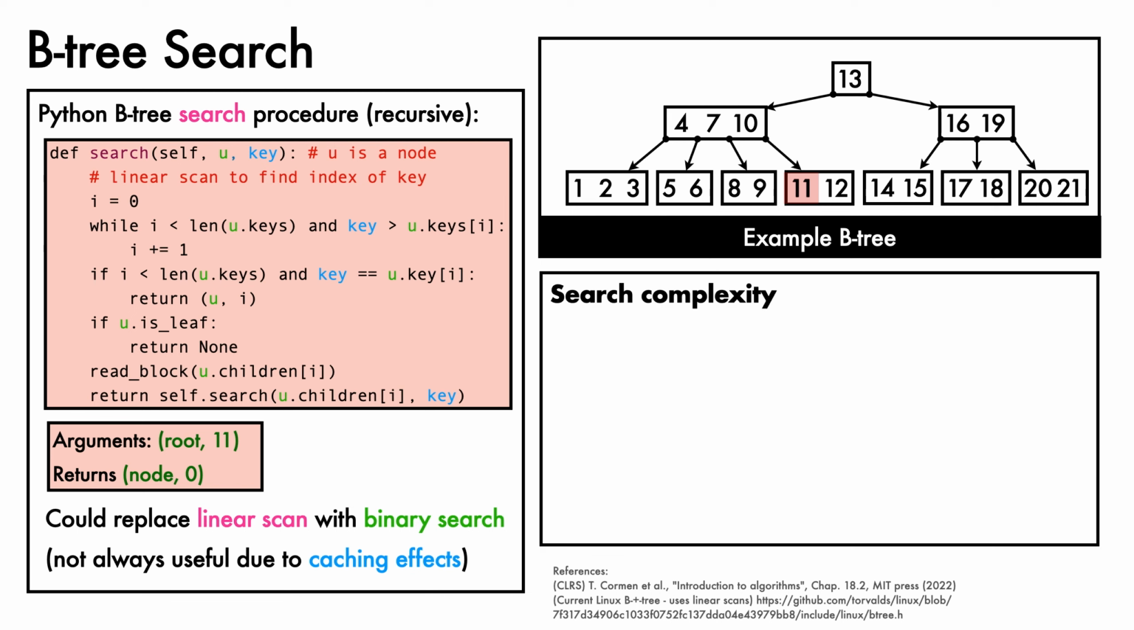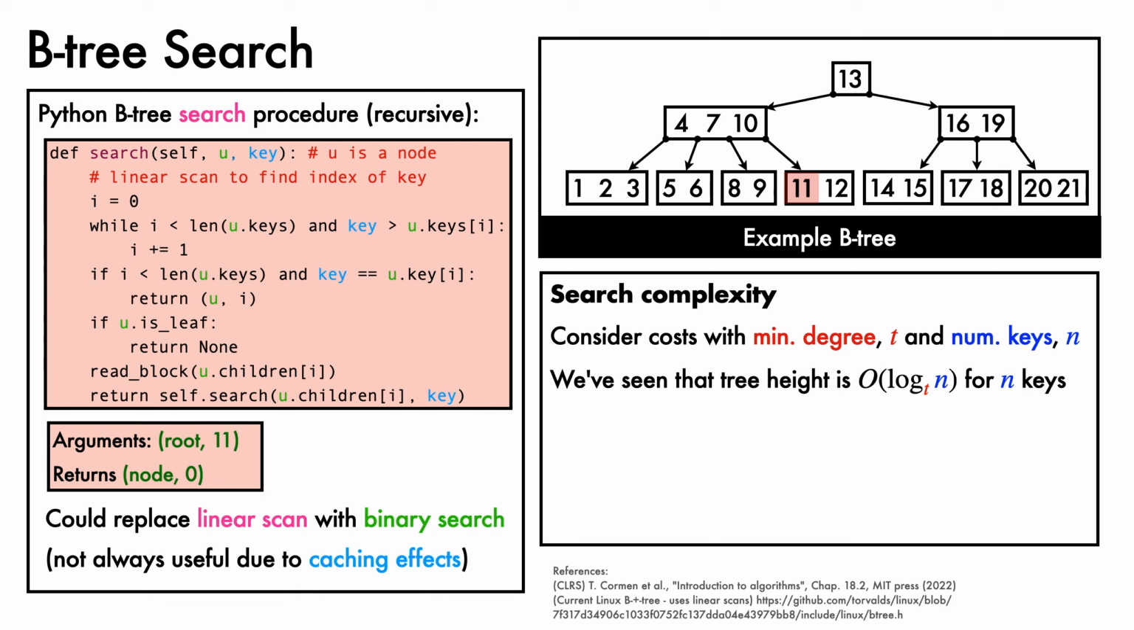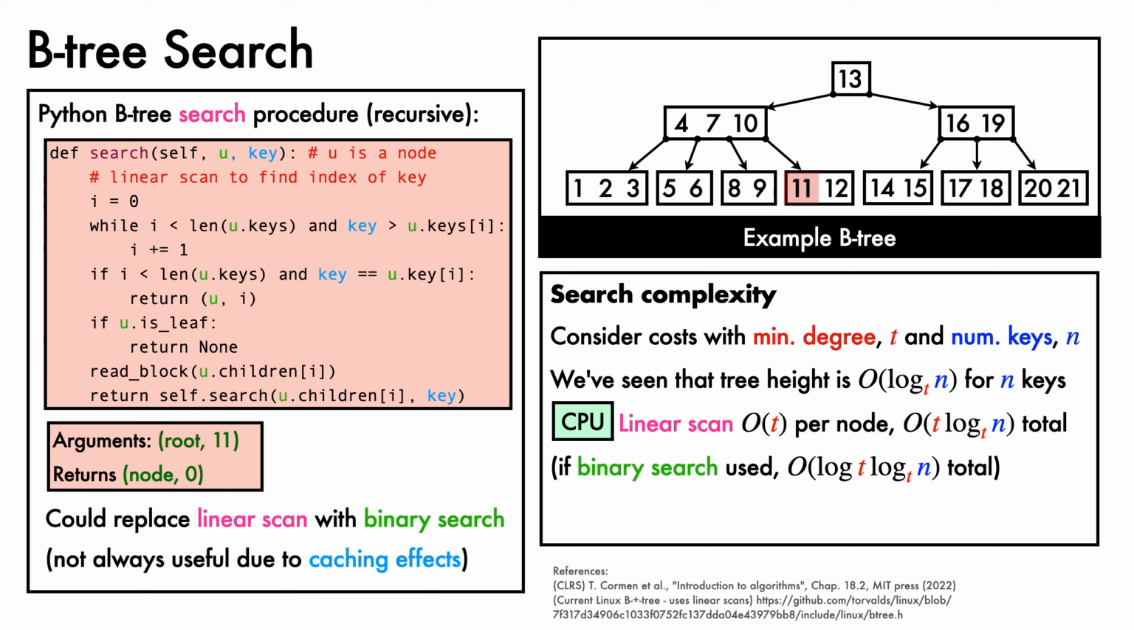When it comes to complexity, we follow CLRS and consider how costs change as a function of both the minimum degree t and the number of keys n. We saw earlier that the height of a B-tree with minimum degree t is big O of log base t n for n keys. The CPU cost of search involves a linear scan costing big O of t at each node, leading to a total cost of big O of t log base t n. If binary search is used, this can be dropped to big O of log t times log base t n, or equivalently log n. We perform one disk block read at each level of the tree, so there are big O of log base t n disk accesses.